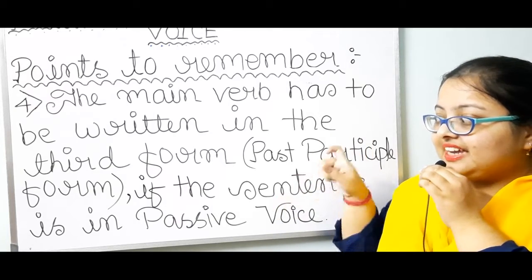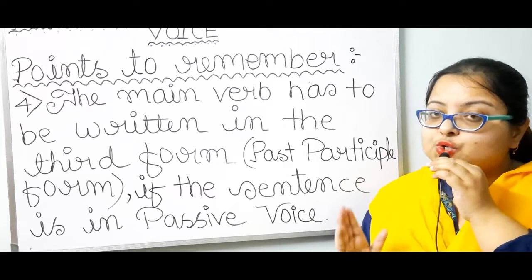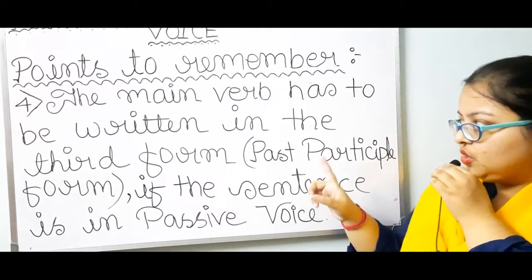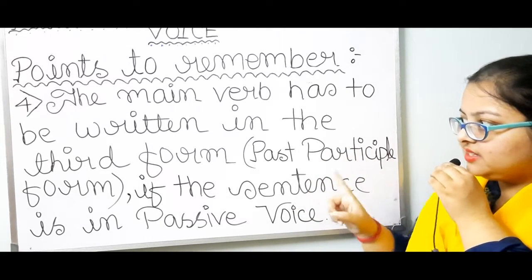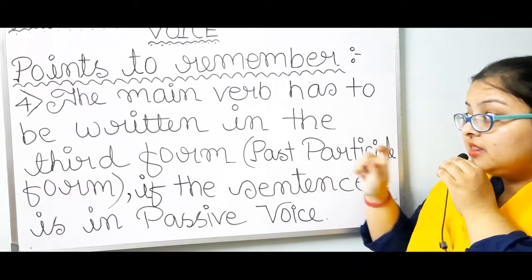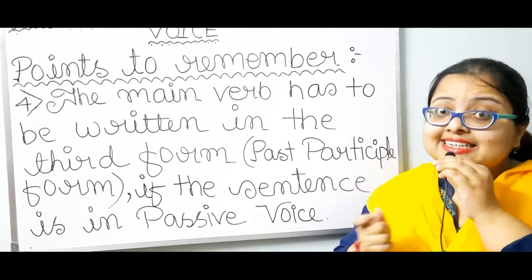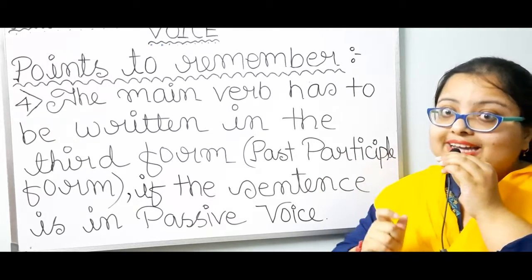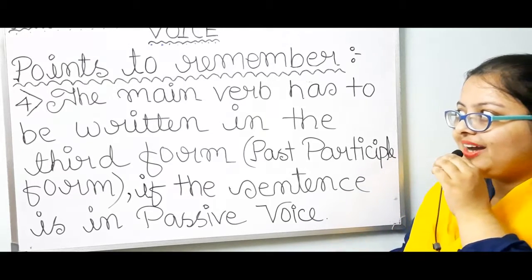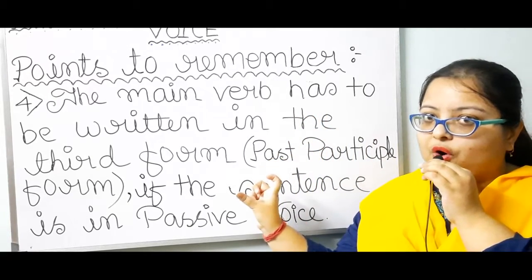So if it is in passive voice, then the main verb has to be compulsorily written in the third form only. So definitely the past participle form. So the main verb will be in the third form or past participle form when any sentence is changed from active to passive voice. So in the passive voice, the main verb has to be in the third form.